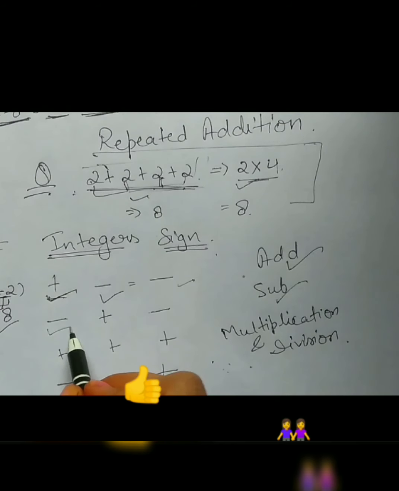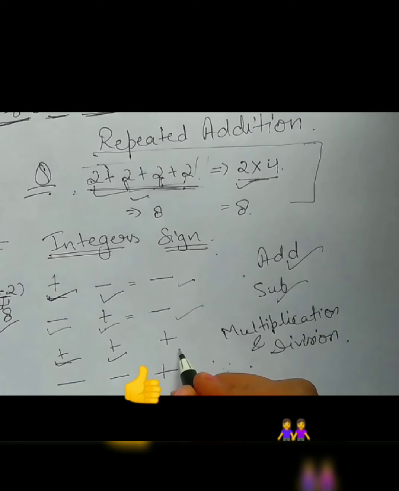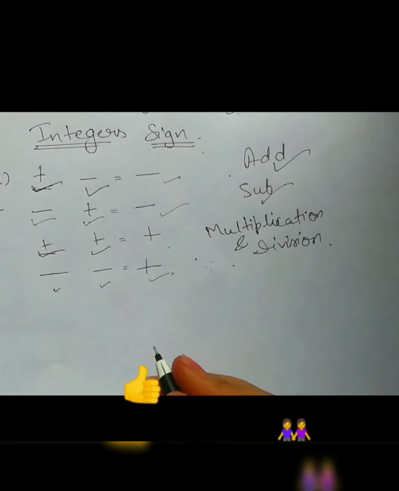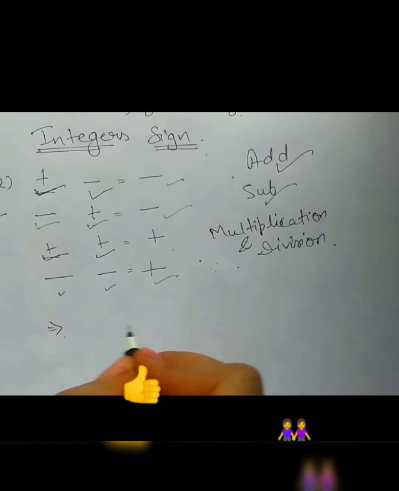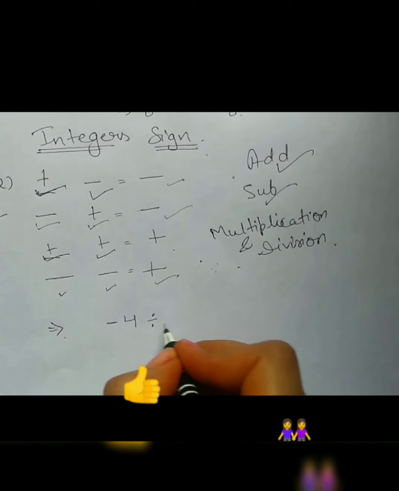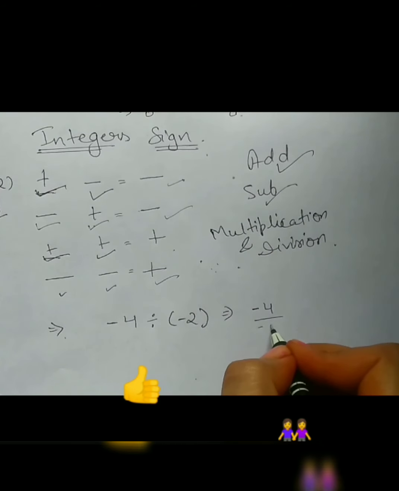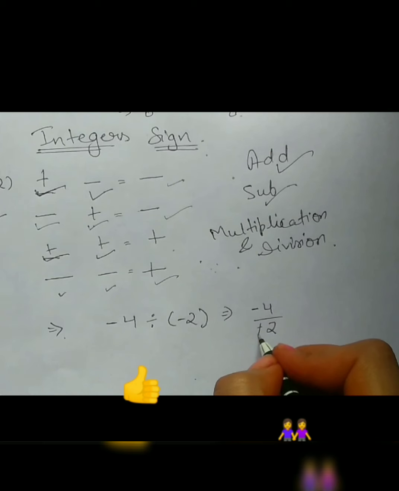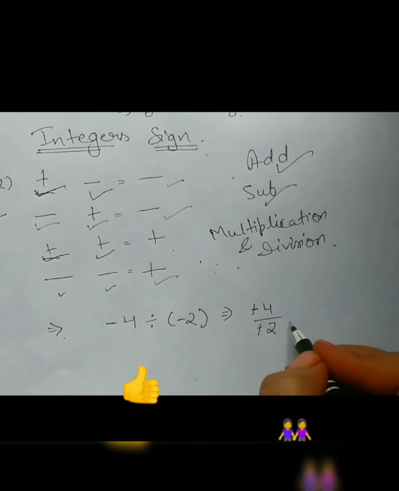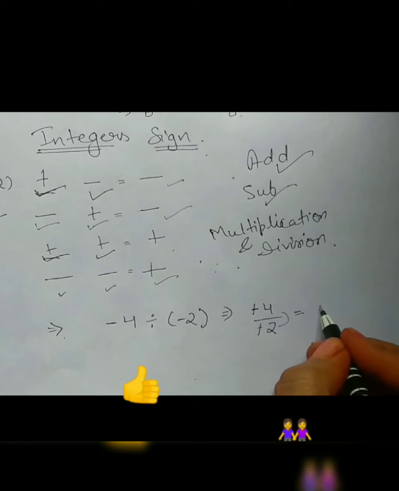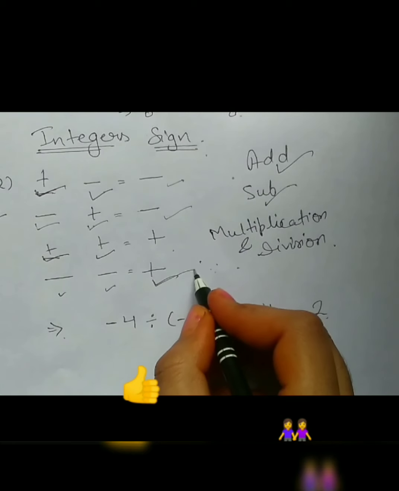Second, if our first integer is negative and the second is positive, the answer will be negative. If both the integers are positive, the answer will be positive. If both the integers are negative, our final answer will be positive. Let's see an example of division. -4 divided by -2. When we perform the division, this minus sign cancels with this minus sign. So our answer will be +2, which our rule says.